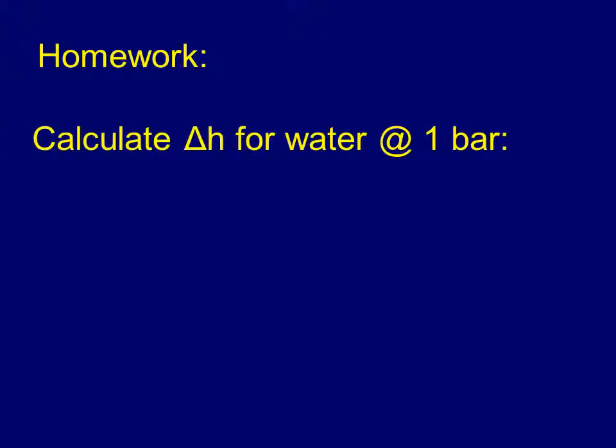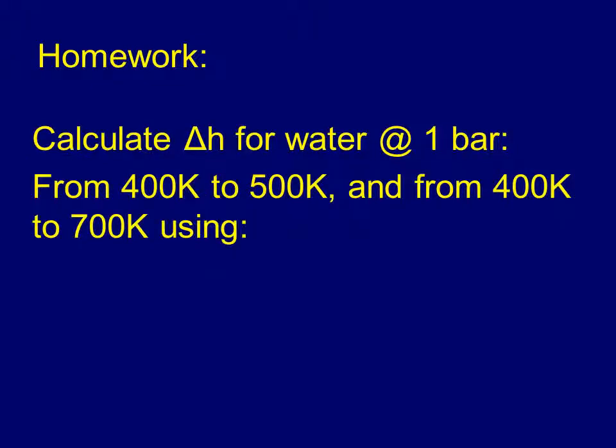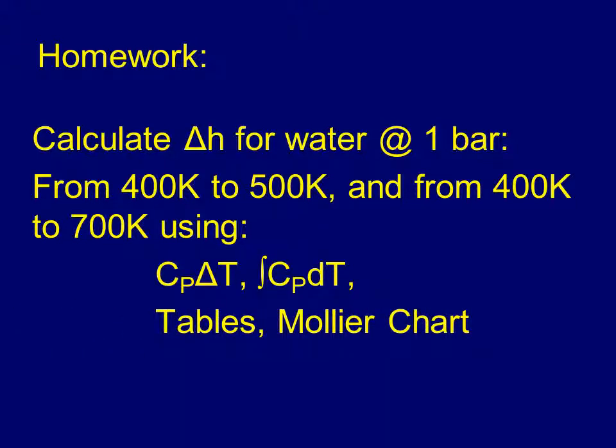So for homework, what I'd like you to do is calculate delta H for water at 1 bar from 400 to 500 degrees and from 400 to 700 degrees Kelvin using Cp delta T, the integral of Cp dT, the tables, and the Mollier chart. So the Mollier chart is actually an HS diagram. You'll have H on the horizontal and S, entropy, on the vertical. And you'll find that Mollier chart in your book.